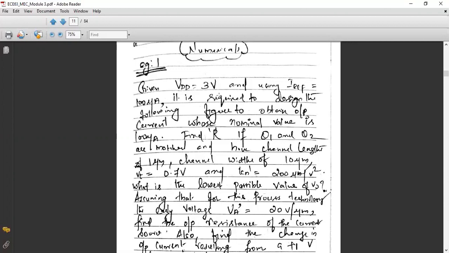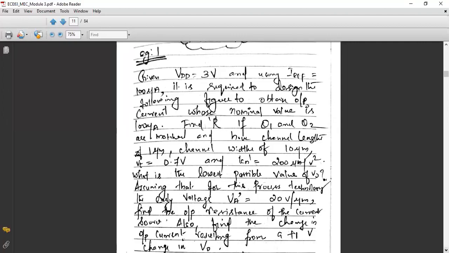If both the transistors are matched and have a channel length of 1 micrometer, it is given that both lengths are the same, 1 micrometer, and width is also 10 micrometer. Means the aspect ratios are the same. Understood? The two MOSFETs considered in this problem are identical or matched in terms of length and width. So both are identical, which means the ratio of aspect ratios is 1:1. And the threshold voltage and Kn dash are given. You need to find the lowest possible value of V0.